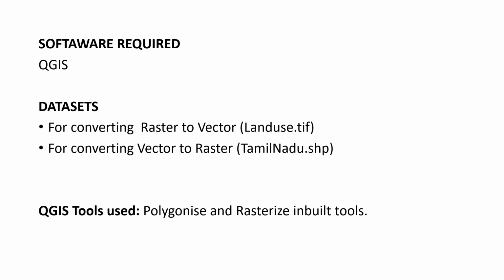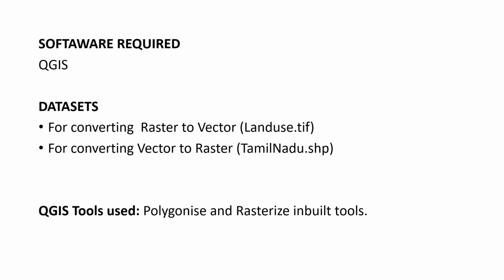Today we will perform both the conversions. First, we will convert one raster image into a vector polygon using the polygonize tool. And second, we will convert one vector data, that is the Tamil Nadu boundary shapefile, into raster format using the rasterize tool. This prepares the data for raster based operations. After converting that vector file into raster, you can use it for various other raster analysis like overlay analysis, suitability modeling, or terrain analysis, and many other remote sensing applications.